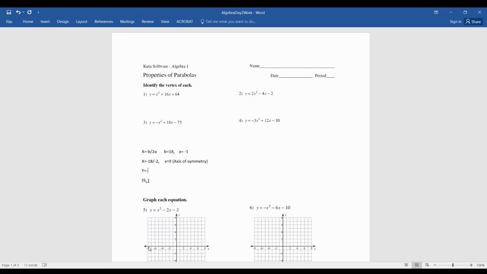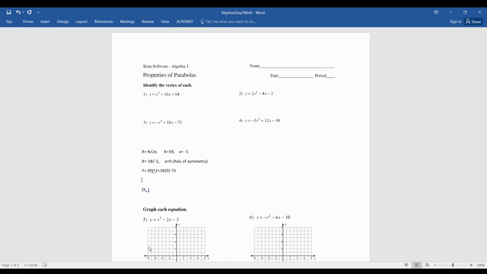negative 9 squared plus 18 being multiplied by 9, and finally minus 75.